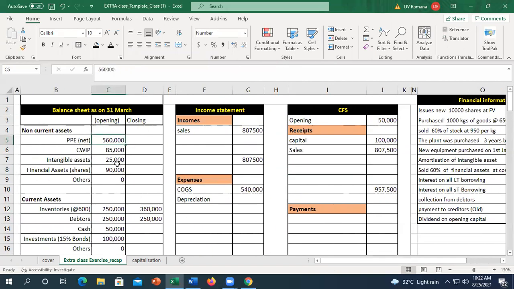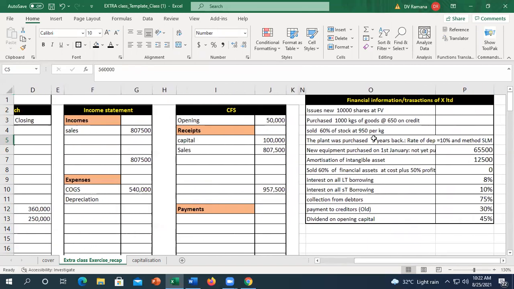Net cost is given. What is this net? Net is the original cost minus the accumulated depreciation. So we need to find the original cost. But there is sufficient information here that the plant is 3 years old. The rate of depreciation is 10% SLM. So that means 30% of the plant has already been depreciated.